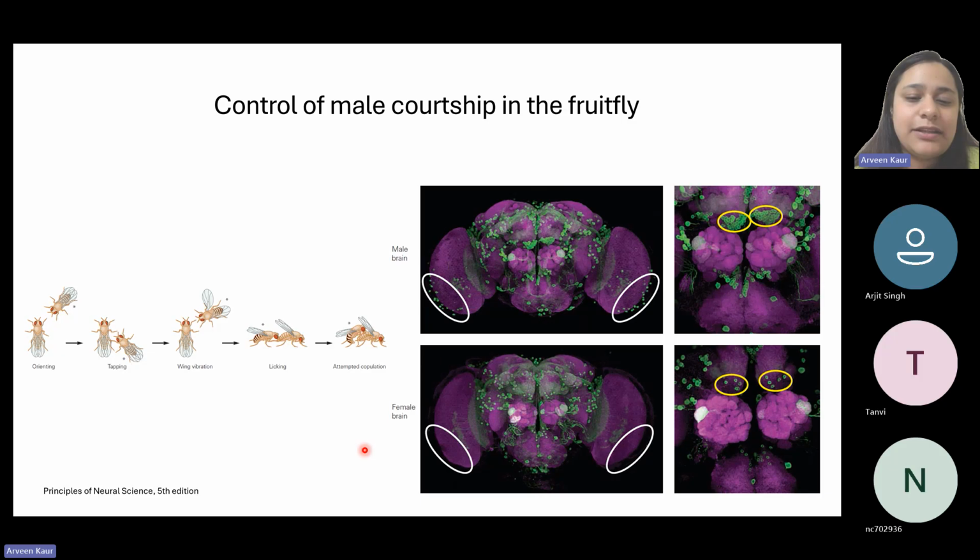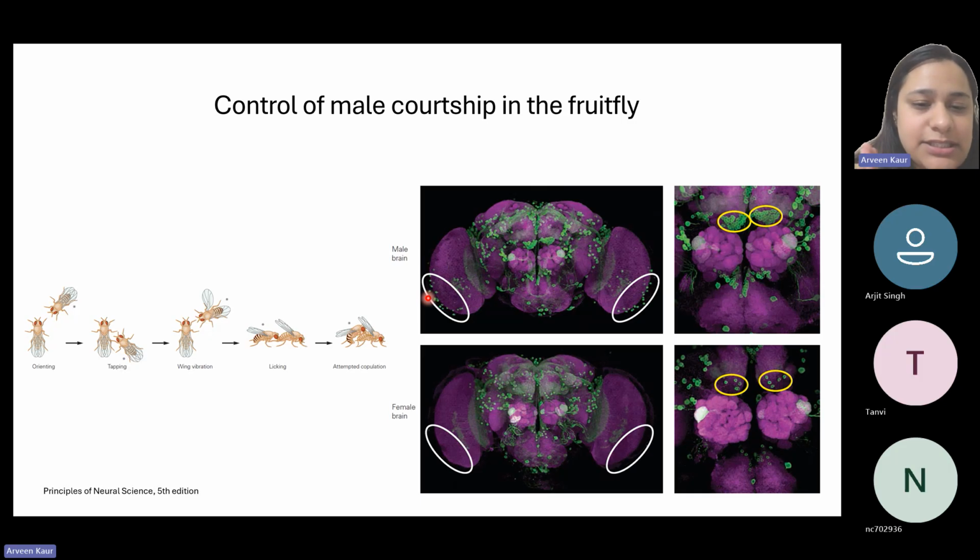So this is what happens. This is a male brain and this is the female brain, right? In the male brain, you can see these two white circles. They basically represent the ommatidia, the compound eyes of this fruit fly. Over here, you can see this particular region where this green label is for a transcription factor known as fruitless, right?